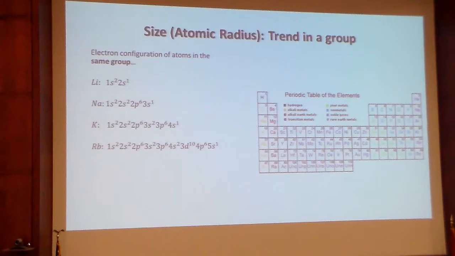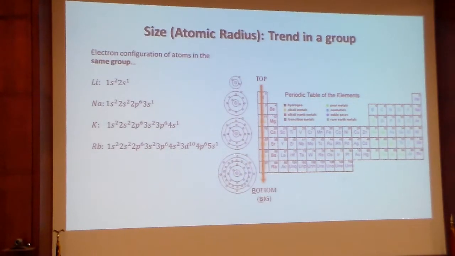You see the electron configuration. Lithium, right? The electron is added into only 2s. Pretty small. Go to sodium. Electron is added to 3s. It gets bigger. Go to potassium, rubidium, added to 4s, 5s, it gets a lot bigger. So down the group, the trend will be it gets bigger. From top to bottom. Bottom, big. Remember that. At the bottom, it's big, because of electron configuration.